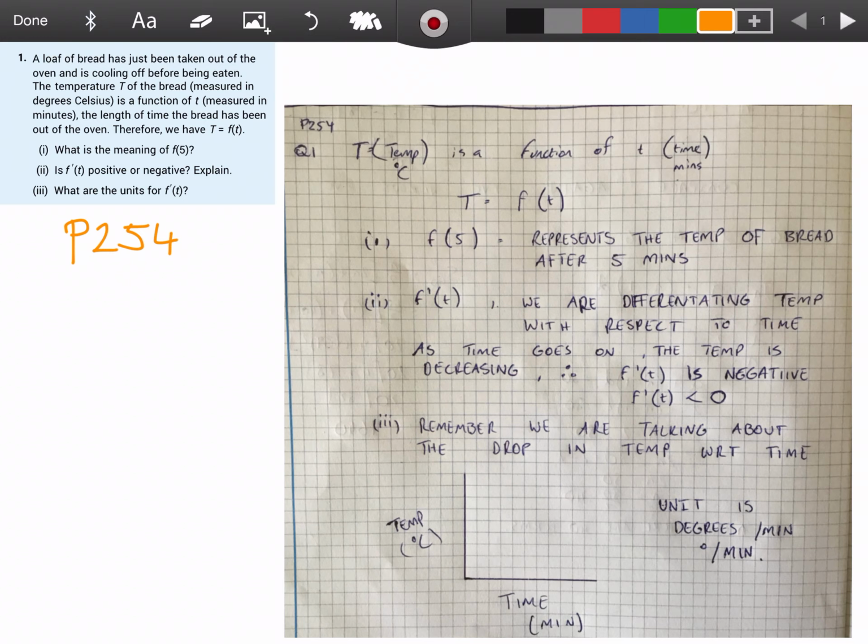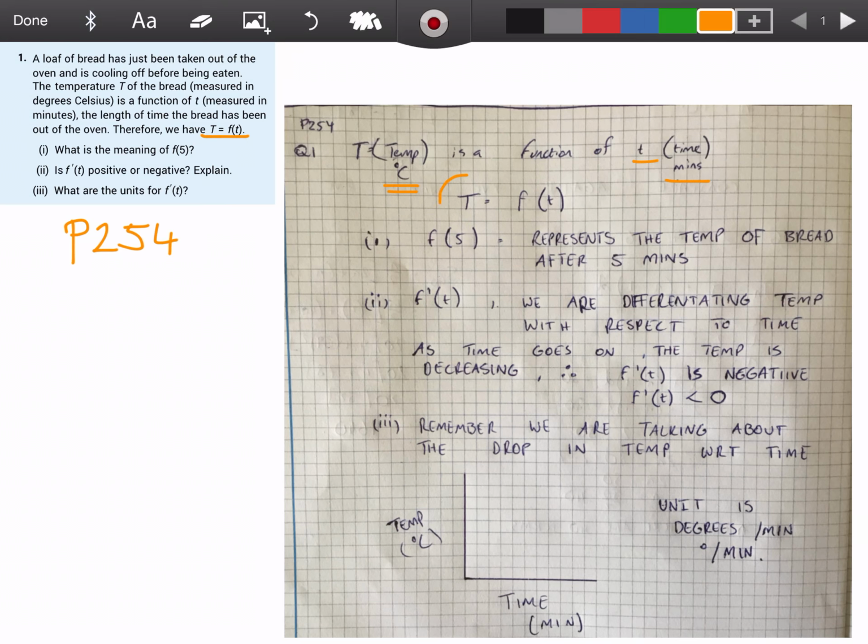So we've got a loaf of bread just been taken out of the oven and is cooling off before being eaten. The temperature of the bread, which is measured in degrees Celsius, is a function of time, which is in minutes. It's saying the length of time the bread has been out of the oven. Okay, so that's what t is representing. So therefore we have T is equal to F(t), capital T and small t.